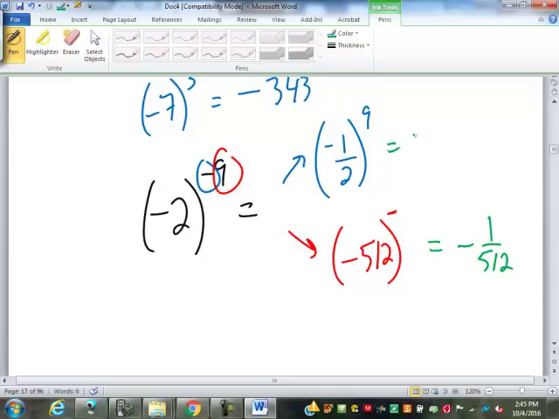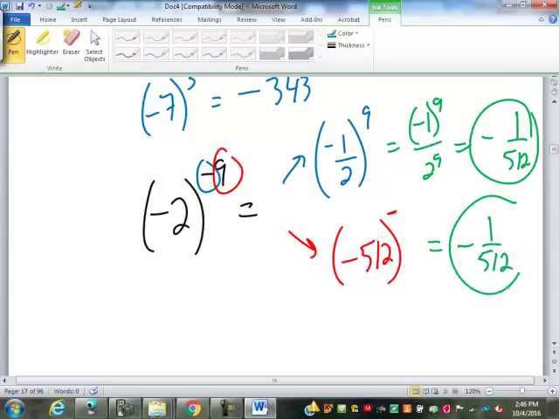Negative 1/2 to the power of 9, well, that's negative 1 to the power of 9 over 2 to the power of 9, which is negative 1 over 512. Same difference. So whether the number itself is negative still depends on whether the power is odd or even. The negative in the power will always be a reciprocal, no matter whether the power is odd or even. Does that make any sense? It's kind of heavy, isn't it?